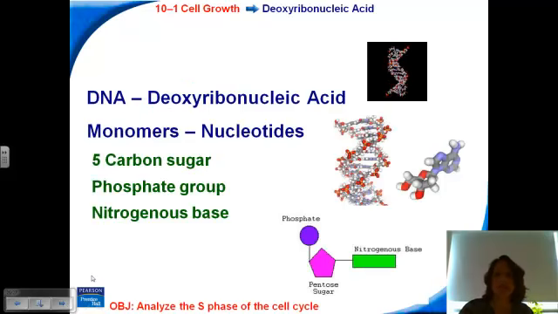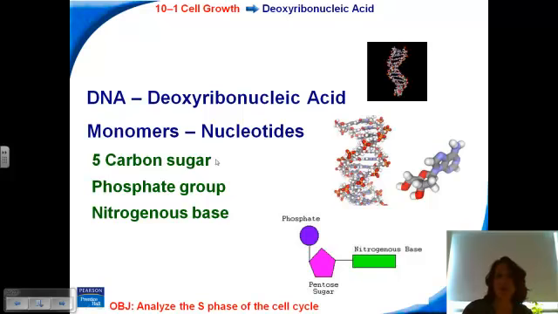Okay, so the S phase of the cycle, or our second learning objective, deals with DNA, and DNA stands for deoxyribonucleic acid. We're going to use DNA for short. And we've studied this a little bit earlier in the year. We learned monomers and polymers of different organic compounds, and DNA is one of the nucleic acids. That's why it's called nucleic acid here. And the monomers of the nucleic acids are nucleotides. And nucleotides are composed of three parts.